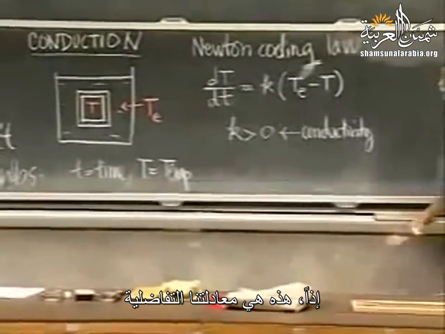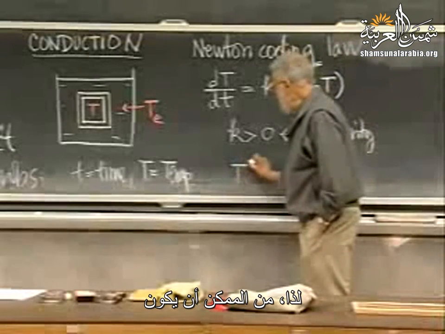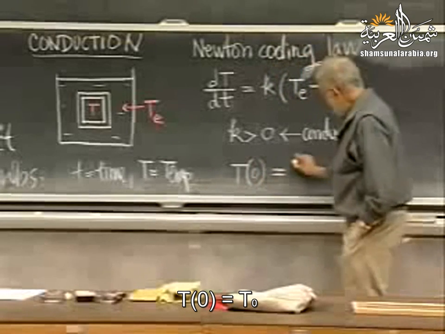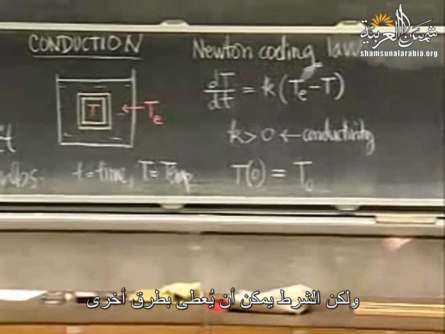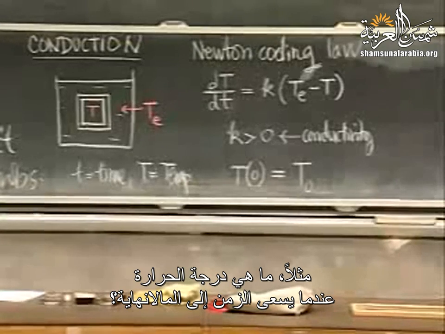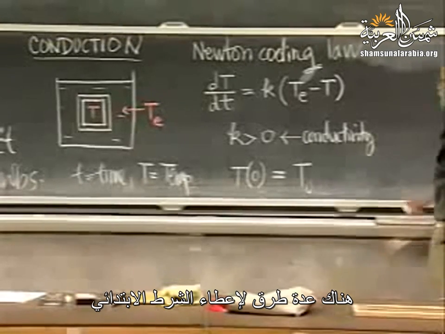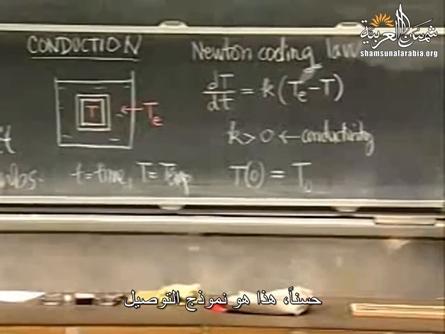So there's our differential equation. It will probably have an initial condition, so it could be that the temperature at the starting time should be some given number T0. But the condition could be given another way. One could ask, what's the temperature as time goes to infinity, for example? There are different ways of giving that initial condition. Okay, that's the conduction model.